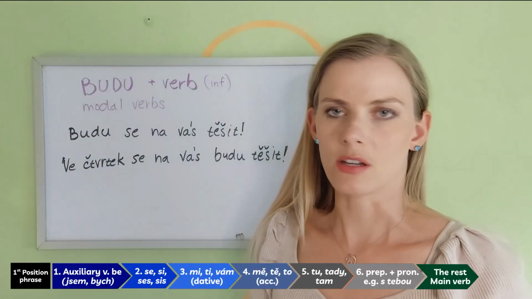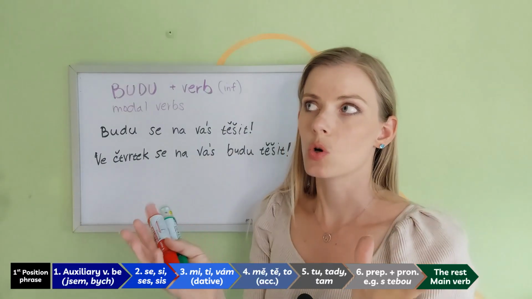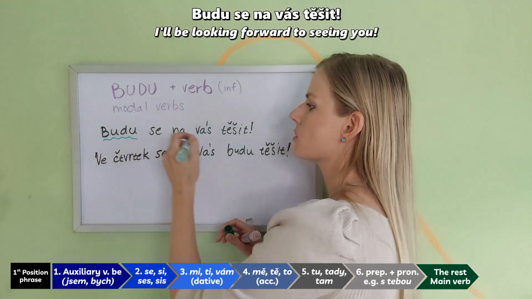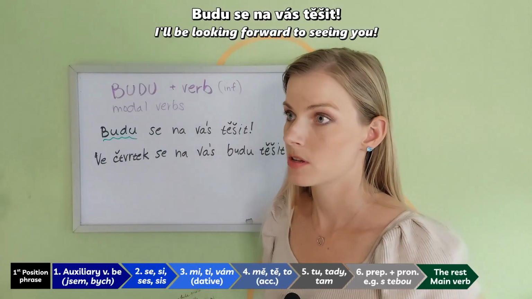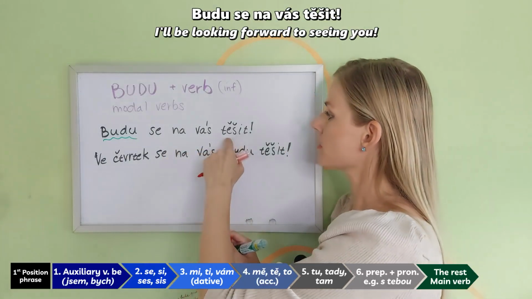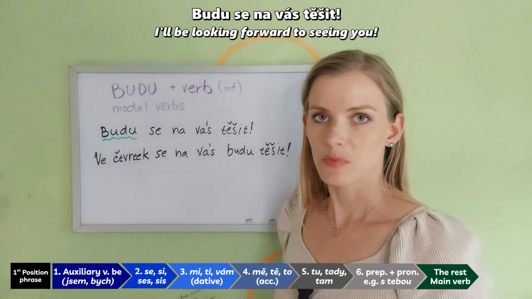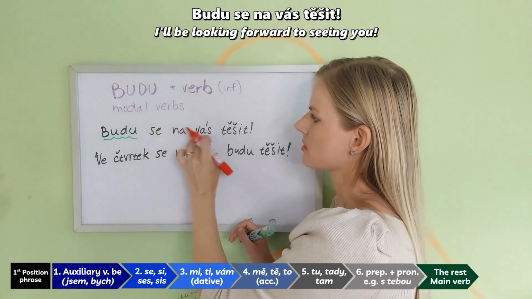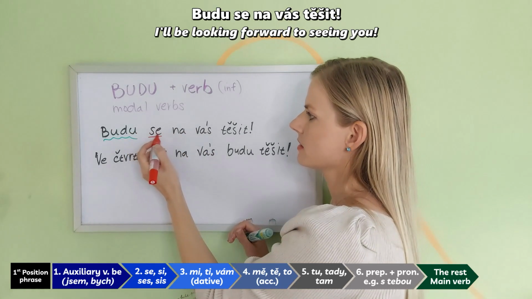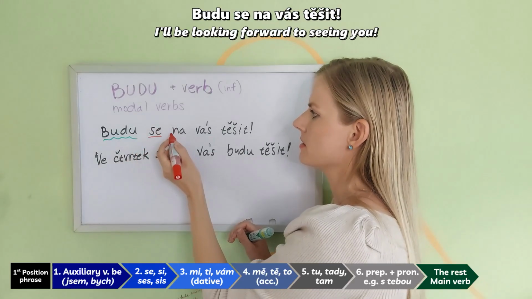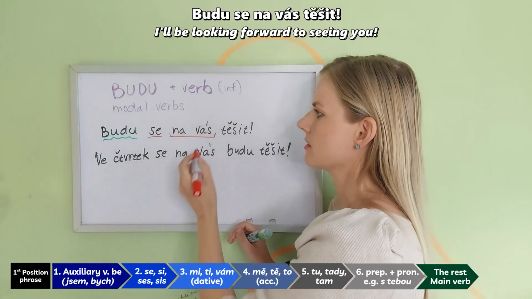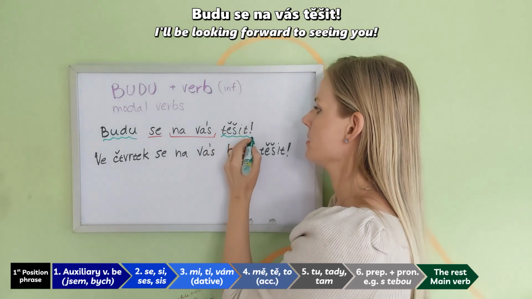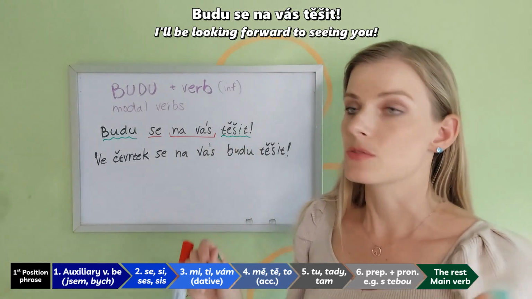When are they not together? When we start with budu or with an auxiliary verb, and if we have some words that are second position words, they have priority before the rest of the verb phrase. It's weird, but this is how it is. Now it's time for the second position words. Se is next, and then we have the preposition and the pronoun. And then is the rest of the phrase, the verb phrase, in the infinitive form.